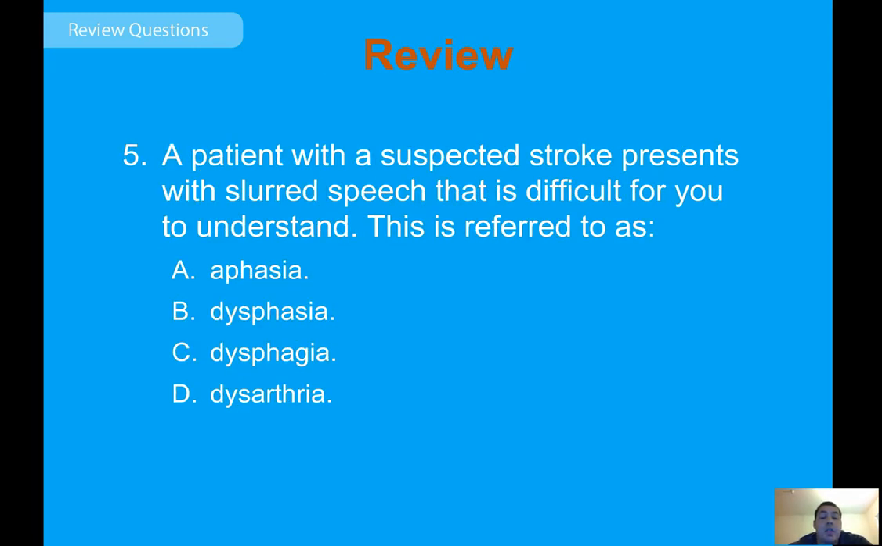So a patient with a suspected stroke presents with slurred speech that is difficult for you to understand. This is referred to as... So remember how you guys break words down. Remember? So A is going to be without. So slurred speech that is difficult for you to understand. So they're speaking. So this means that they're not speaking at all. A without. Okay, so which one of these is going to be difficult to understand?